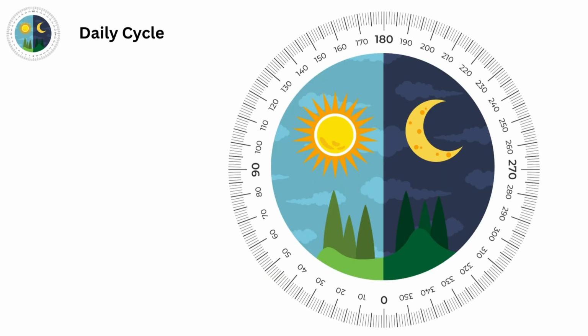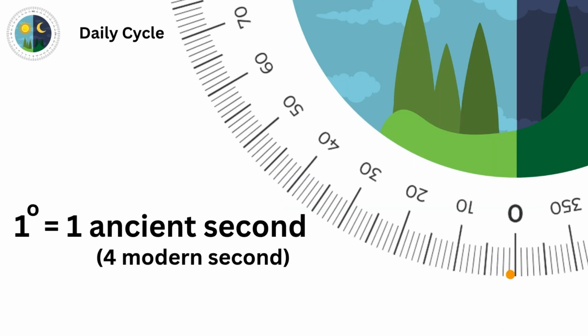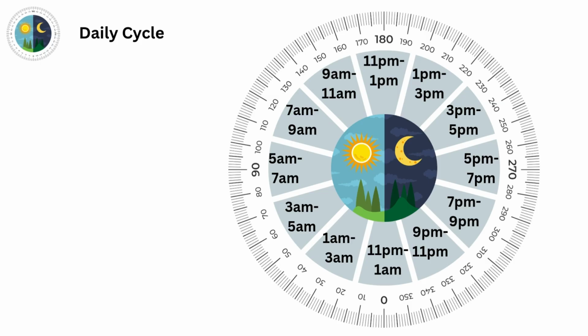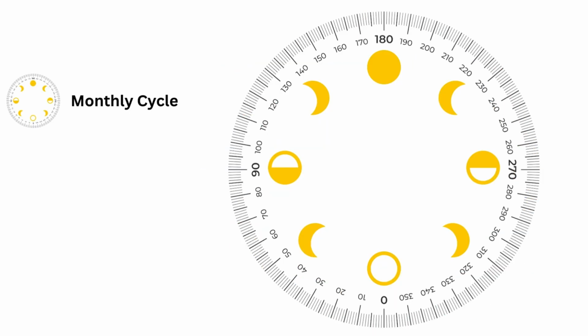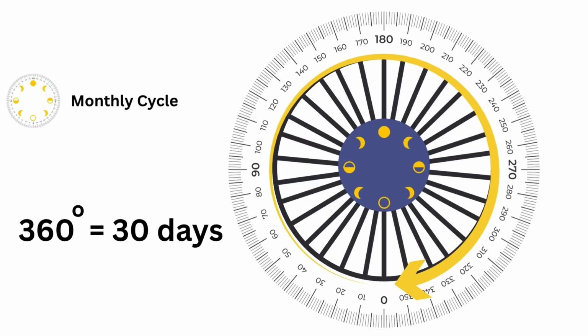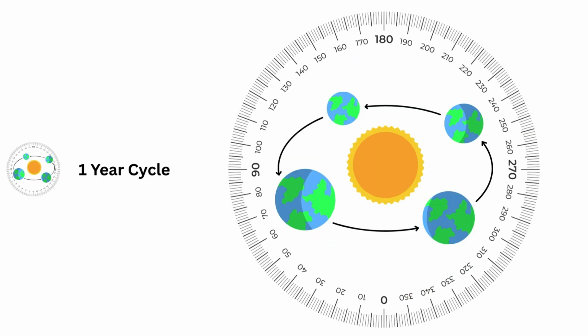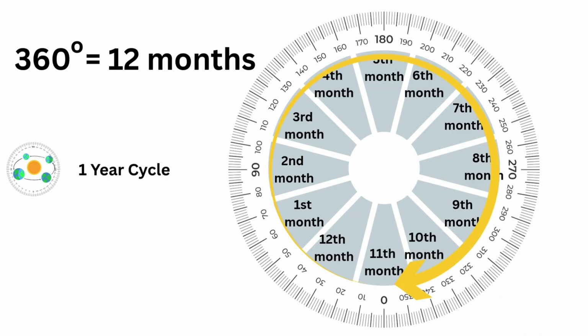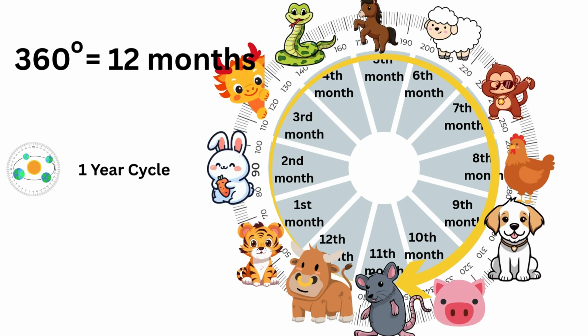For a daily cycle, 1 degree represents 1 ancient second. If a full circle is divided into 12 sections, it represents 12 ancient hours. As mentioned earlier, we call them the hour of rat, the hour of ox, etc. For a monthly cycle, 1 degree represents 1 ancient hour, and a full circle covers 30 days. For a year cycle, each degree represents 1 day. Thus, the full circle covers 12 months, which we call the month of rat, the month of ox, and so on.